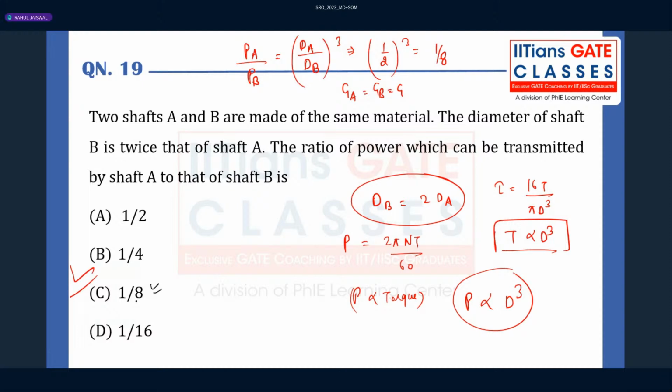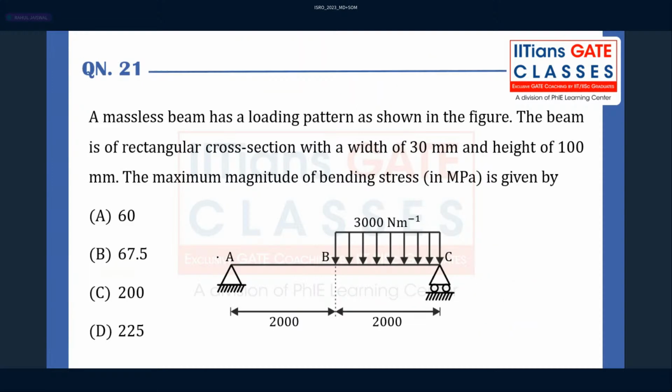So whatever the shear stress which is being introduced, I am assuming that it is also same for both the shaft A and B. Okay, that's a very simple one. The massless beam, that means weight of the beam is not considered, only the external load effect is being considered. The beam is of rectangular cross section of width 30 mm, height to be 100 mm.